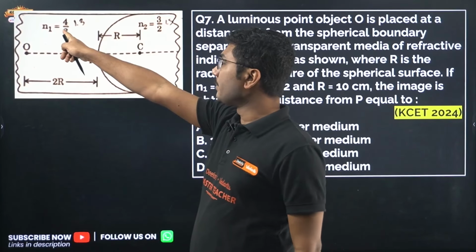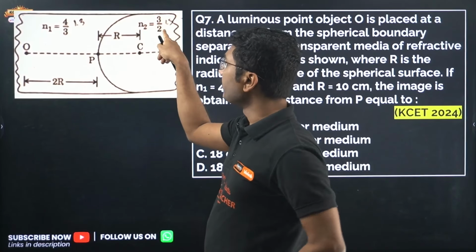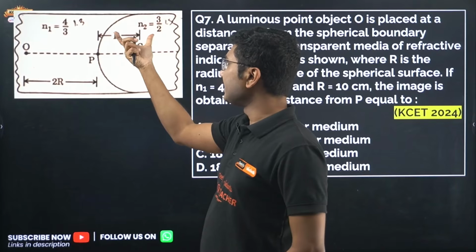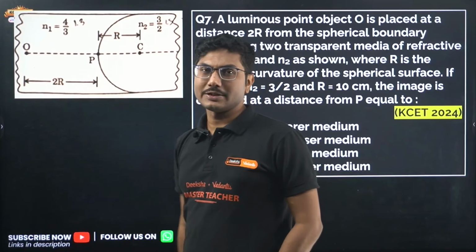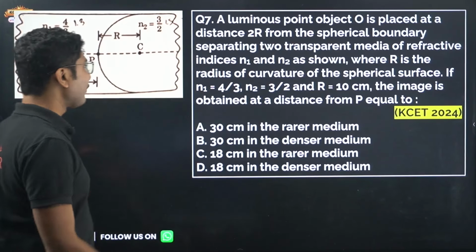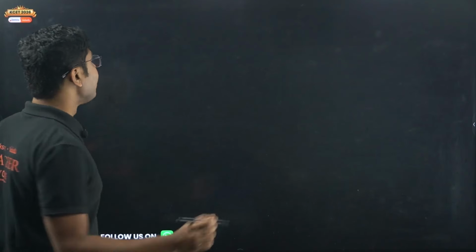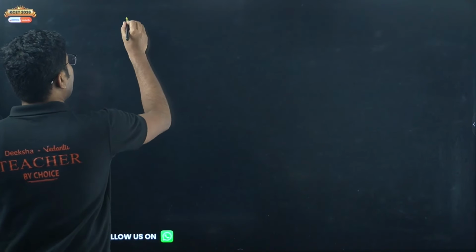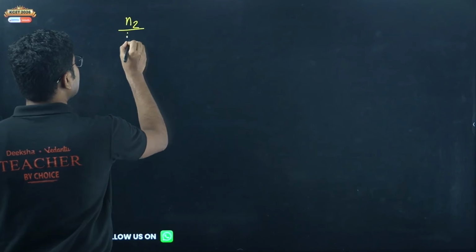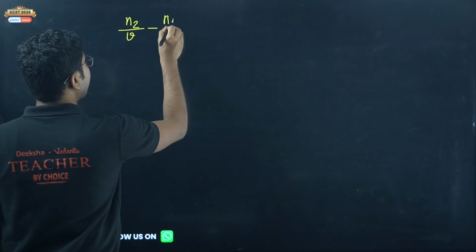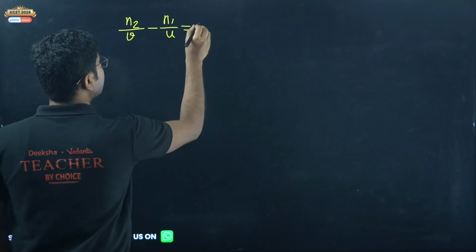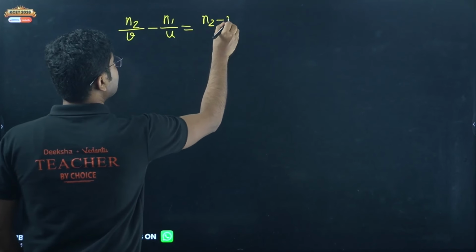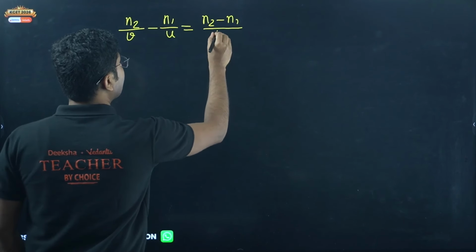So n1 is given by 4 by 3, n2 is given by 3 by 2, the R is given as 10 centimeter, the object is placed at a distance of 20 centimeter. Now what formula we'll be using? We will be using the formula for curved surface, which says that n2 by v minus n1 by u equals n2 minus n1 by R.